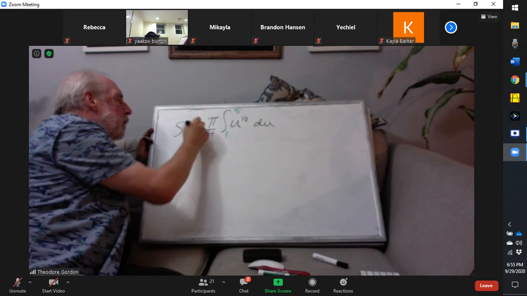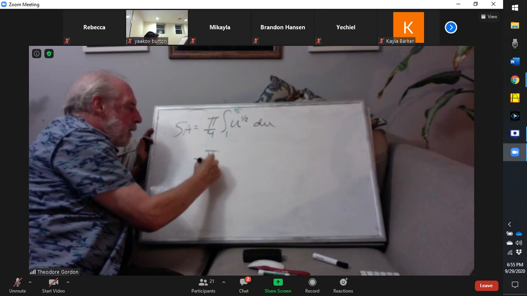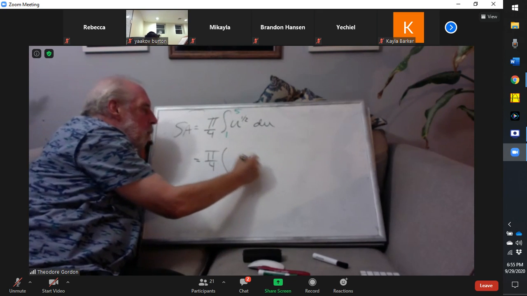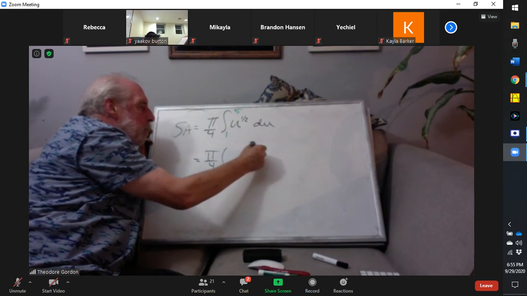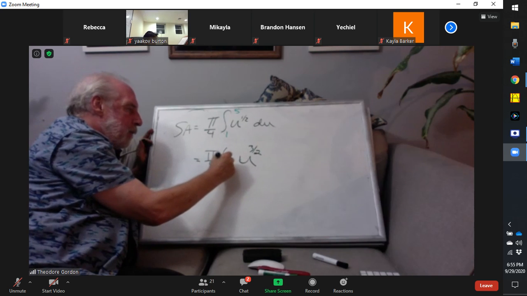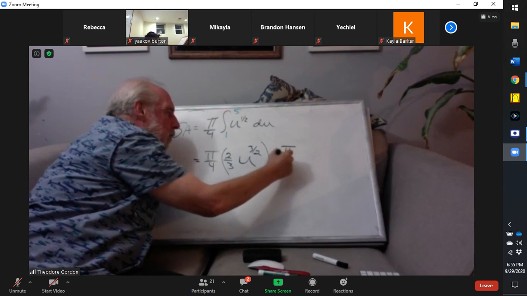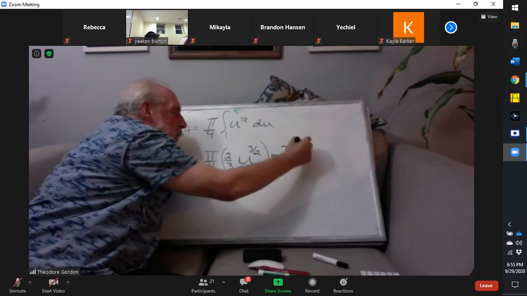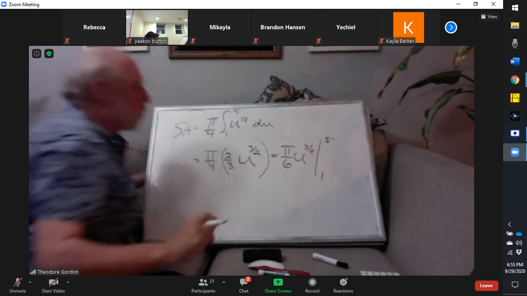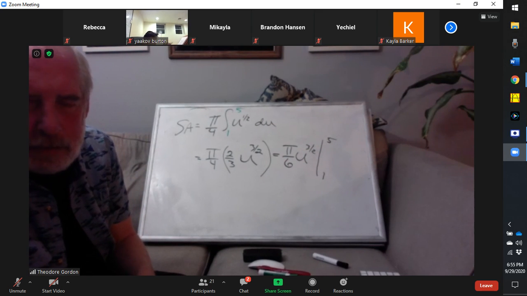So our surface area is this, and this now becomes, here's the pi over 4, that's a constant. We add 1 to this exponent. 1/2 plus 1 is 3/2. We divide by that exponent, which means we multiply by 2/3. And this takes us to pi over 6 u to the 3/2 from 1 to 5. And I'll pause there again in case anybody's got a question.